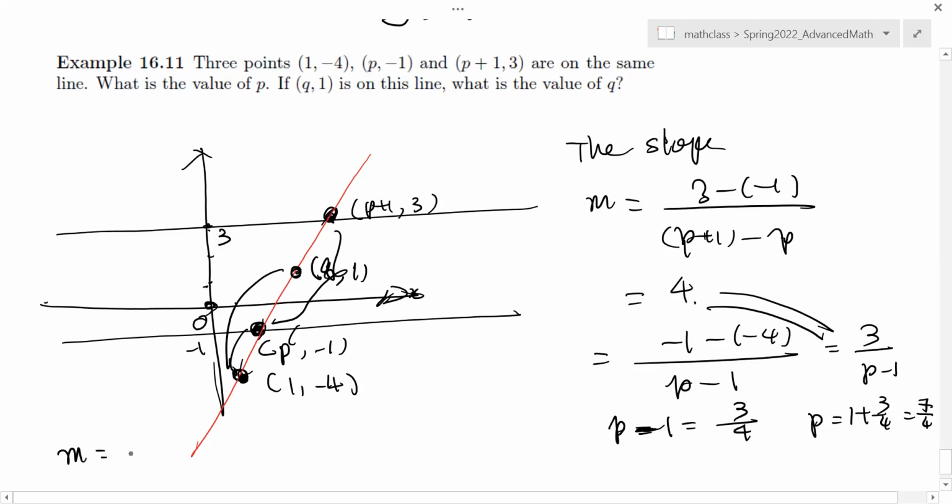So the slope equals the difference of the y coordinate over the difference of the x coordinate, okay? So that's going to be 5 over Q minus 1, which is still, what is slope? Slope is 4, okay? And from here, you will get Q equals, after simple computation, 9/4, okay? So that's how you get the value of Q.